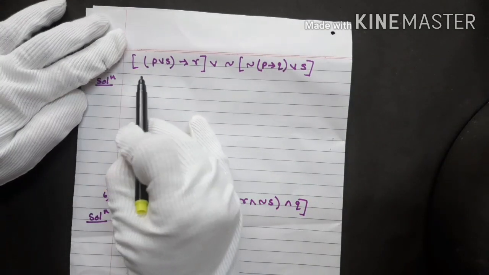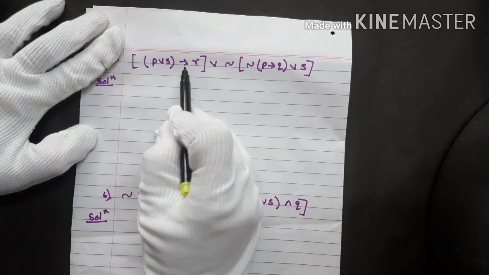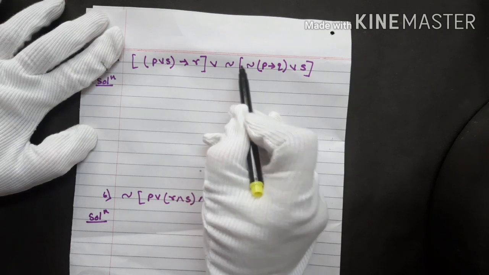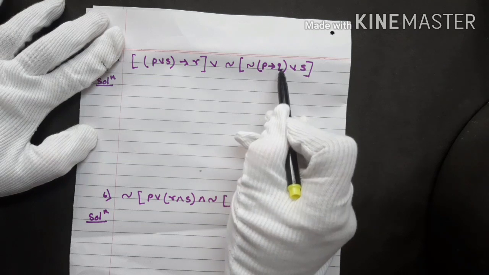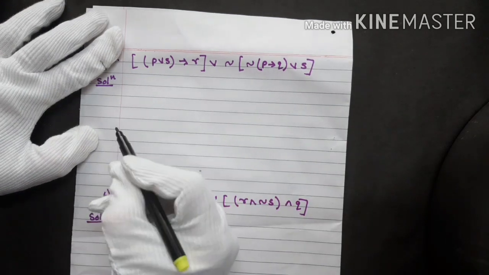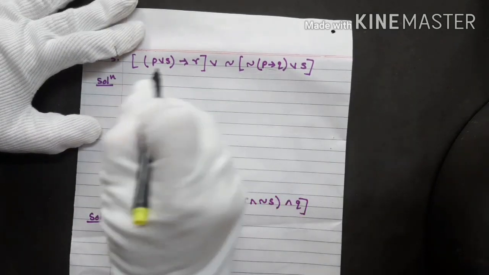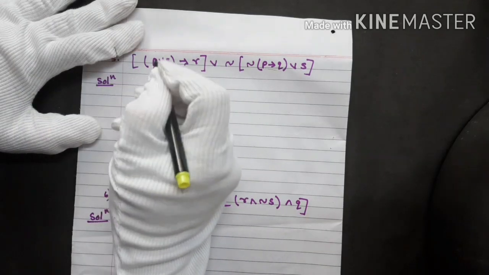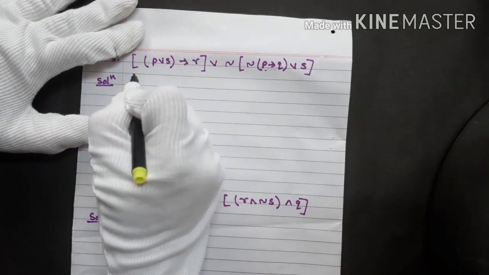Say this. Into square bracket, then into another bracket, P or S implies R, square bracket complete, or negation again in the square bracket, negation of P implies Q or S, bracket complete. So now let us first copy. Now this question may look big, but it is actually very simple. We have to solve only step by step. Just solve the innermost brackets first and then the outermost.